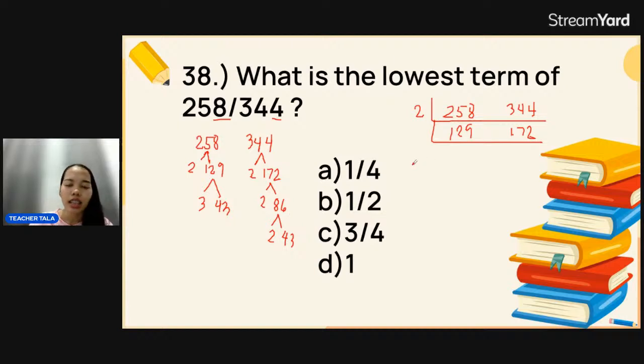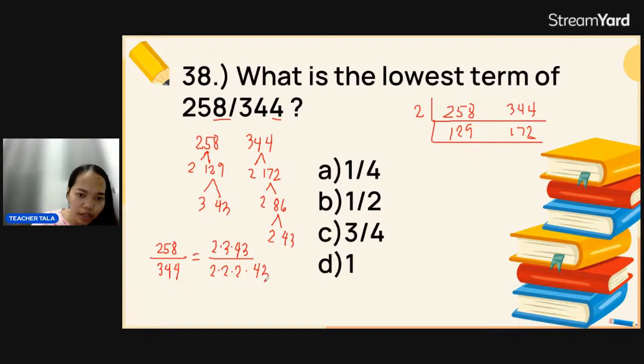So now let us list down their factors. 258 over 344 is equal to their factors: for 258, that's 2 times 3 times 43. For 344, 2 times 2 times 2 times 43. Now, let's cancel the common factors. We have 43, we have 2, and there's no more. And the last step is we're going to multiply the rest of the factors. So that will be 3, no other factors. So 3 over 2 times 2, that's 4. So the answer is 3/4. That's letter C.